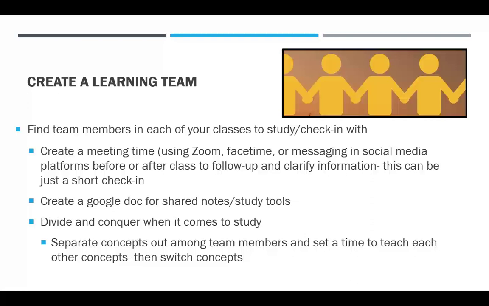What I would suggest is meeting with your team once a week just to check in, make sure that you guys are all on the same page, that everybody's up to speed, and even practice learning or practice testing one another with concepts. You can use Zoom, of course, or messaging, social media platforms, whatever you're comfortable with using to check in with one another, but it is important that you're having those touch points throughout the semester with your peers in your class.